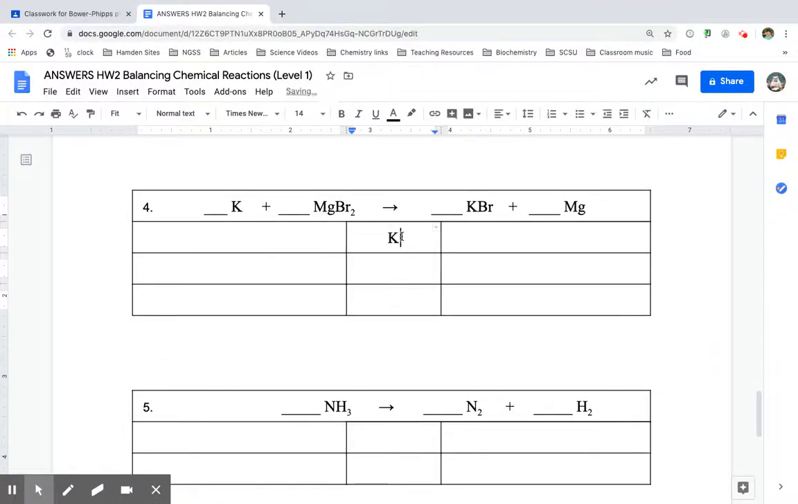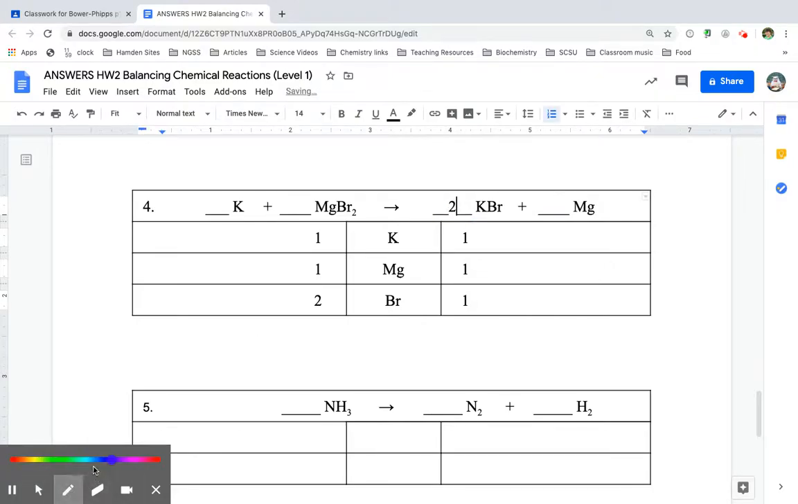Number 4, I have K and Mg and Br. 1 K on the left, 1 Mg and 2 Brs. 1 K on the right, 1 Mg, 1 Br. So the only thing that didn't match was the Brs. I'm going to put a 2 in front. Remember, it distributes through. So now, even though I was just trying to change the Br, it changes the K and the Br. So now I have 2 Ks and 2 Brs.